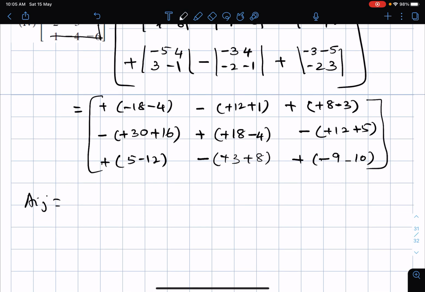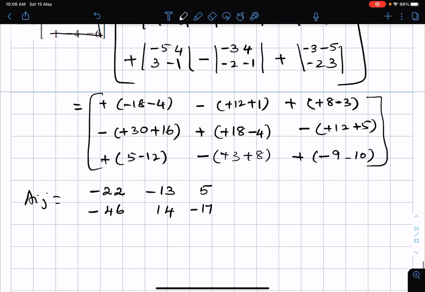What is our Aij? First one, it is going to be both are minus, so minus 22, both are plus, so minus 13. Last one is 8 minus 3, 5, and outside you have got plus, so 5. Now second row, both are plus, so outside you have got minus, so minus 46, and 18 minus 4 is 14, and outside you have got plus, so plus 14, and the last one is minus 17, both are plus, so you add and put the sign outside.